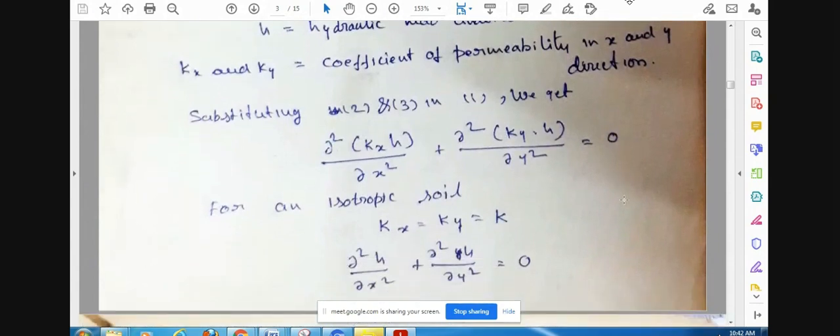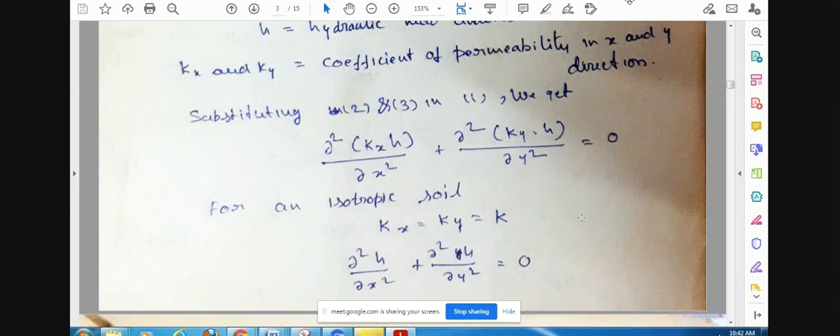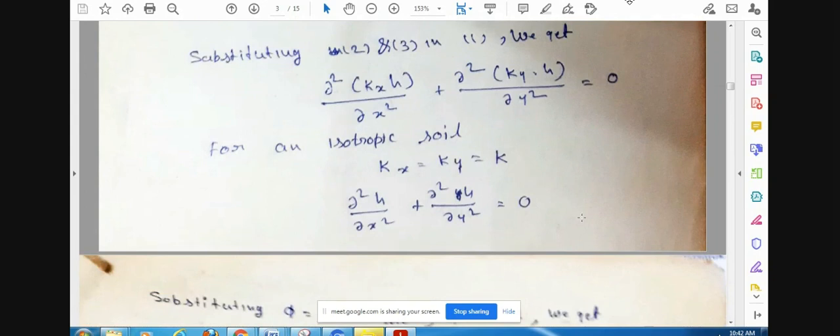What is isotropic soil? The properties are the same in any direction. So for example, the coefficient of permeability remains the same in x direction as well as y direction. In an ideal case, it need not be the same, but we are assuming isotropic soil, Kx is equal to Ky. So instead of Kx we can write K, instead of Ky we can write K. Therefore K gets cancelled, and it simplifies as dou square h by dou x square plus dou square h by dou y square equal to 0.